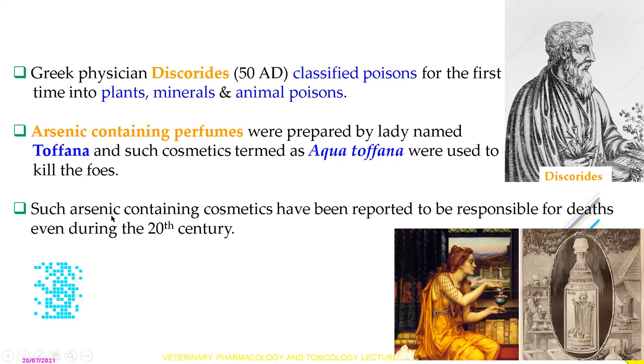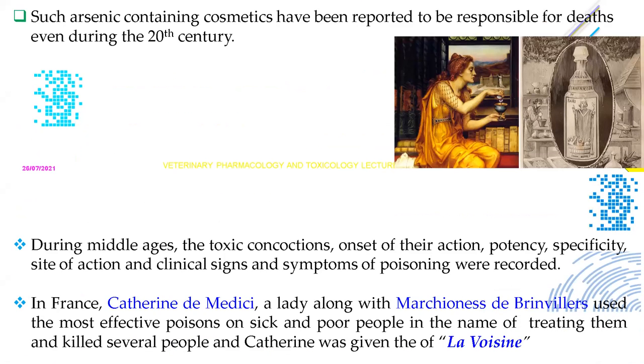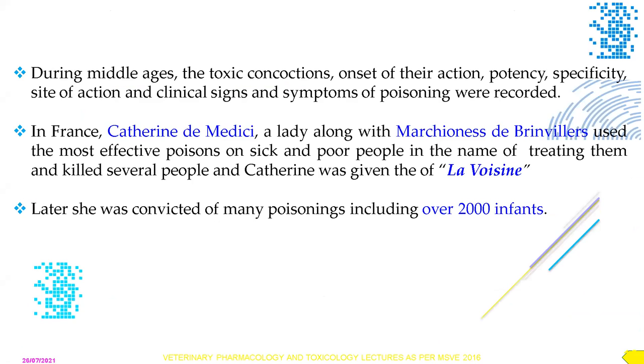These arsenic containing cosmetics have been reported to be responsible for deaths within the 20th century. Later, especially in Greece, they were used as official poisons. Hemlock and other things took much more time to kill, whereas arsenic was a fast-acting poison. So it used to be preserved in a very safe place by the king of that country, and it was allowed to be touched only by officially appointed persons. During the Middle Ages, toxic concoctions, meaning mixtures of certain substances, the onset of their actions, their specificity, site of action, and the clinical signs and symptoms of poisoning were recorded.